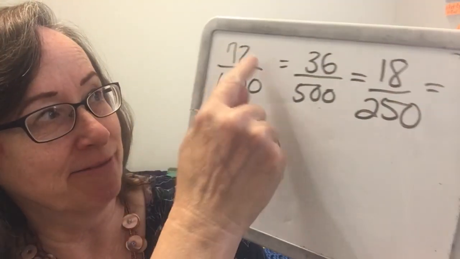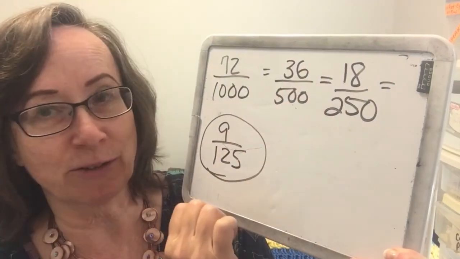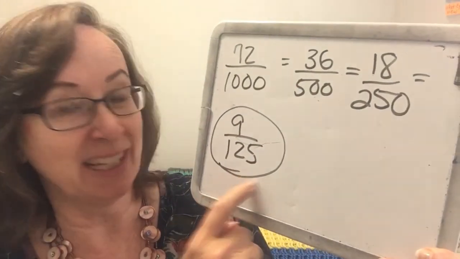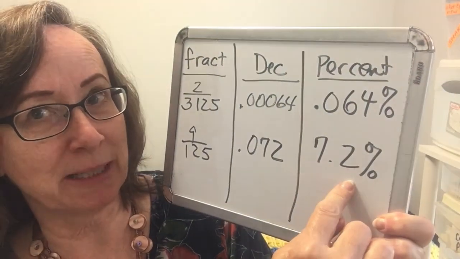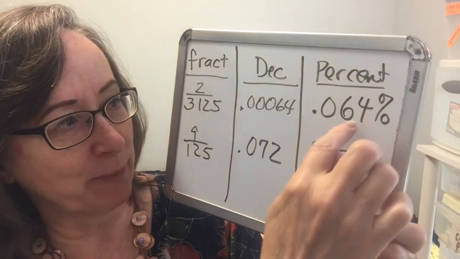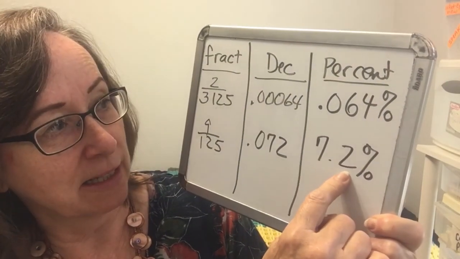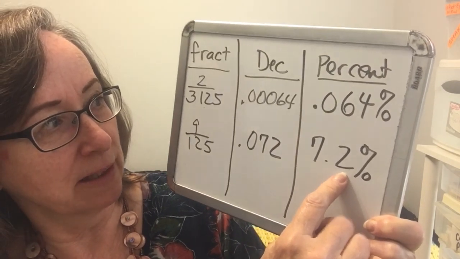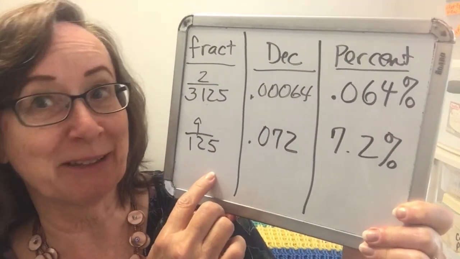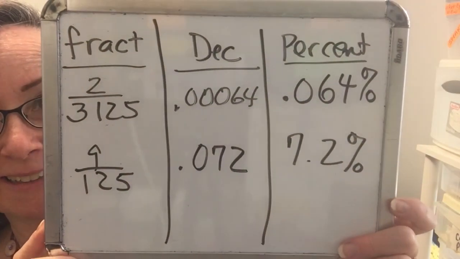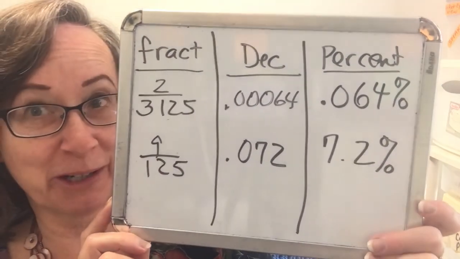Then I did the second one for you. That was 72 over 1,000 is 36 over 500 is 18 over 250 is 9 over 125. So our final problem, this was our practice. These were the percents we decided to simplify them to. Remember, that was 2/5 there, and that was 1/5 there. Okay, and then we wrote them in the decimal form, and then we simplified the fraction forms all the way down. So that is the answer for your practice problem.